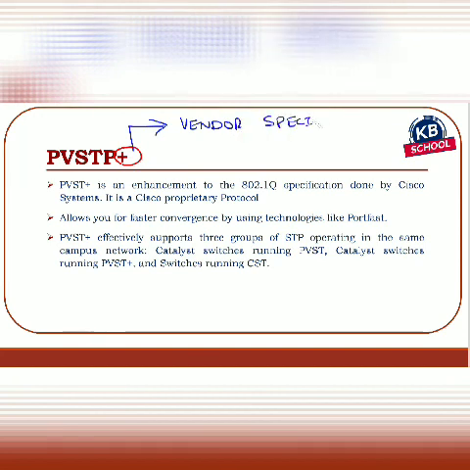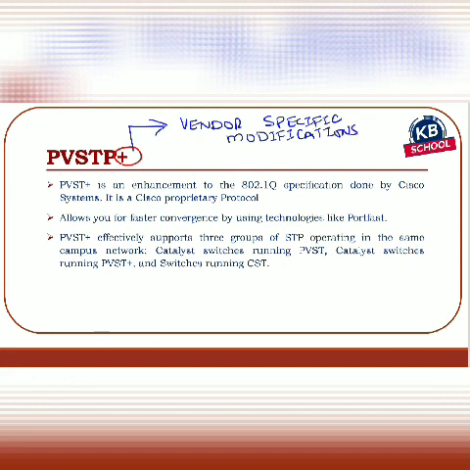Anytime you see a plus against a protocol, that's the indication. And that's exactly what Cisco did. So Cisco enhanced the 802.1q specification, and it was called PVSTP plus. And what was that? Faster conversions by using technologies like PortFast. Okay?